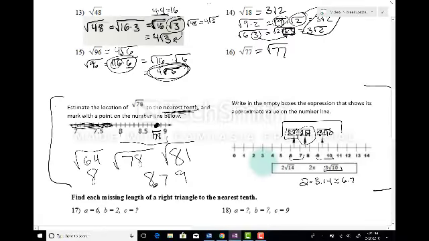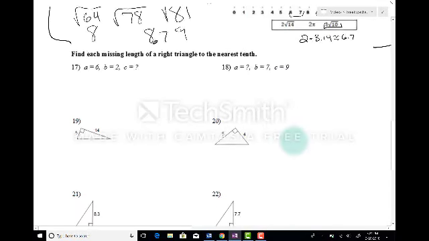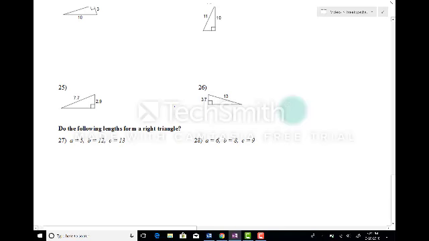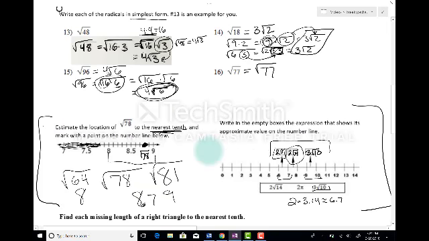And yeah, so the next one is going to be over 17 all the way through 28. Okay, well, that is it. Thank you all so much.